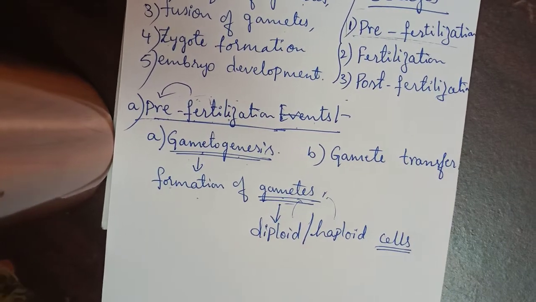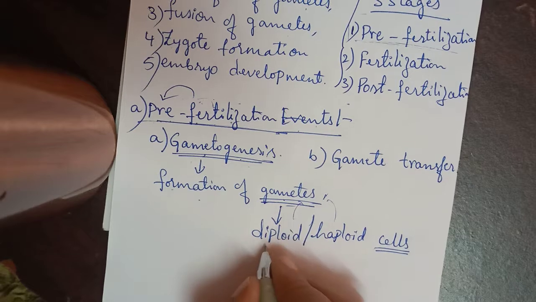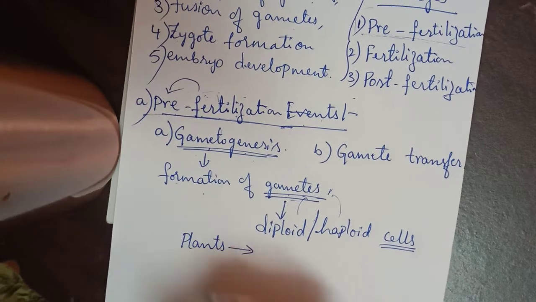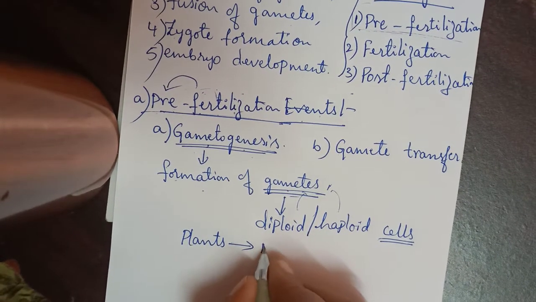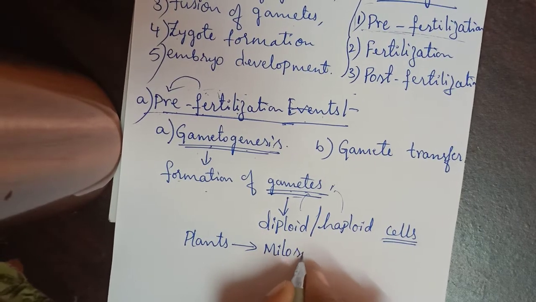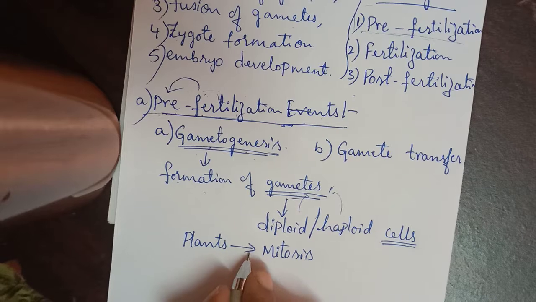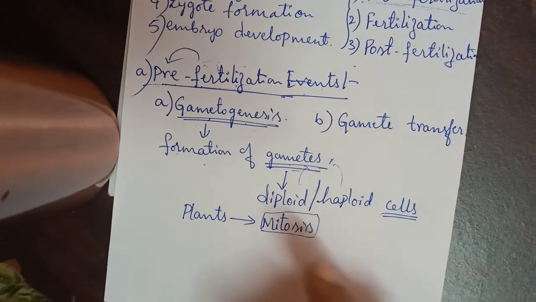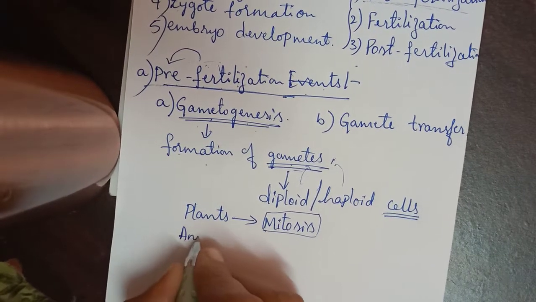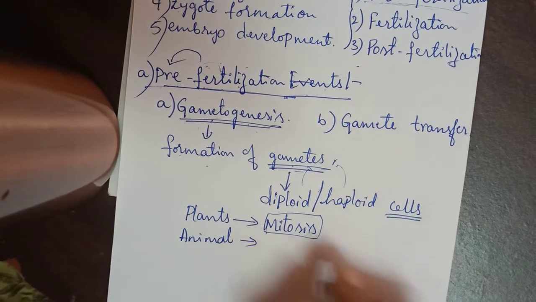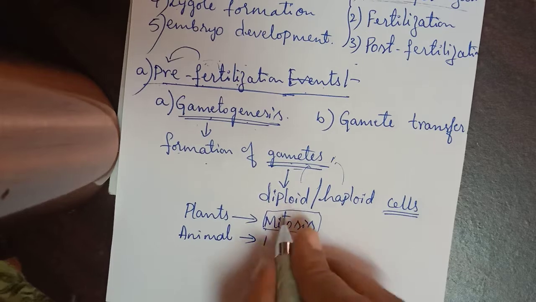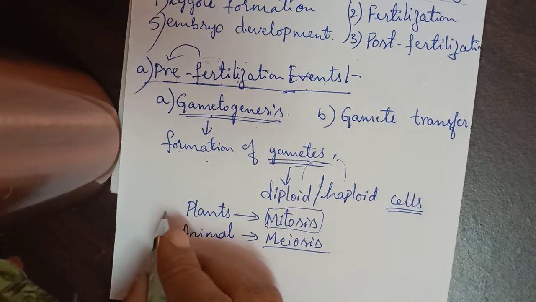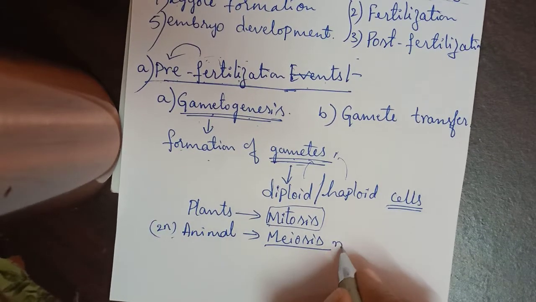Usually in plants, the plants produce gametes through mitosis. In first year you have studied how gametes are formed in plants. So plants usually form the gametes through a cell division by a process called mitosis, that is equal cell division. But in animals, it is a reductional cell division. The process of formation of gametes takes place by meiosis cell division.